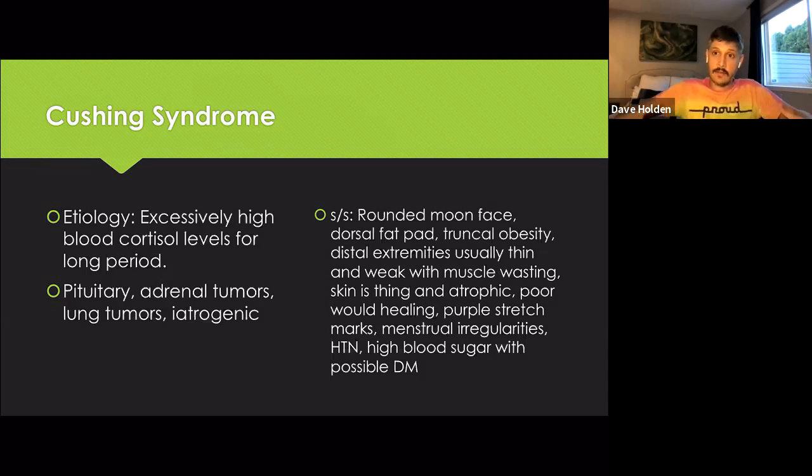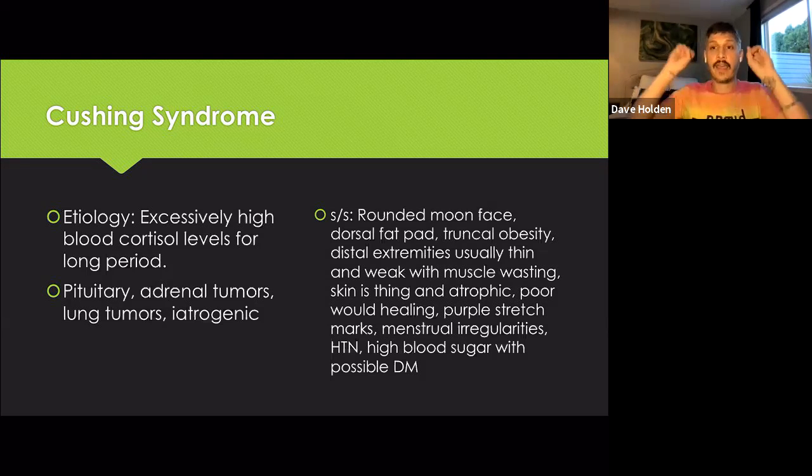Because the weight gain happens so quickly, they develop stretch marks. And because collagen production is really bad, the stretch marks are severe. The distal extremities, like the legs, will start to waste away. The legs become really thin. The muscles start to atrophy. The skin of the limbs becomes very thin as well. Wounds heal very poorly. This leads to menstrual irregularities, hypertension, high blood sugar, possible diabetes. So diabetes mellitus could be secondary to Cushing's syndrome.